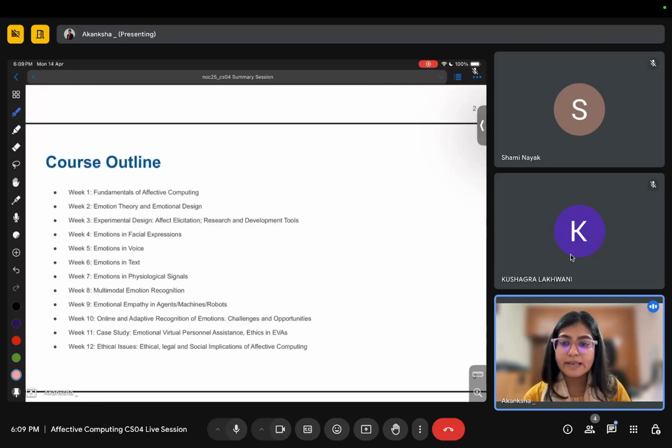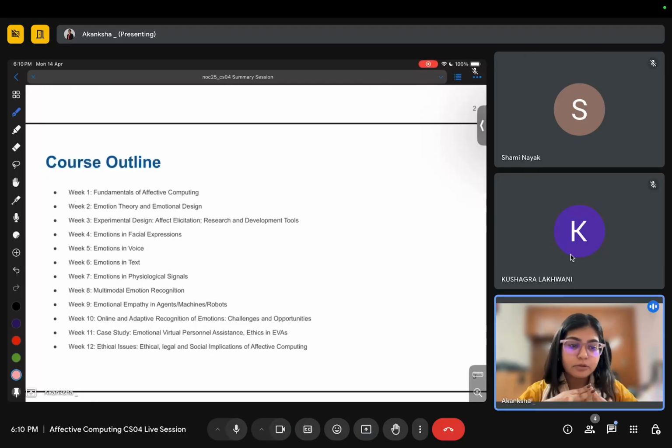Week 3 talks about the experimental design, which tells us how to conduct experiments and what the research and development tools are. In order to capture those emotions, or to design an experiment, what should be taken care of? This is just the basic layout for week 3. Now, in week 4, we talked about emotions and facial expressions. Week by week, we will be discussing different modalities which can be used to capture the affect or the emotional component of a person. So week 4 we talk about facial expressions.